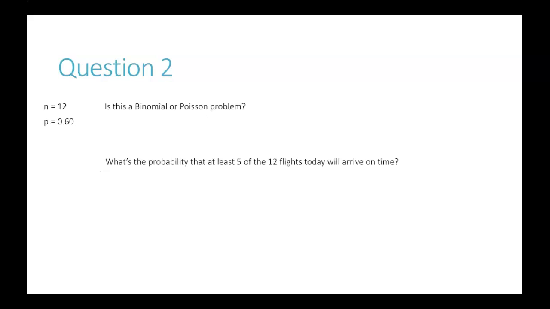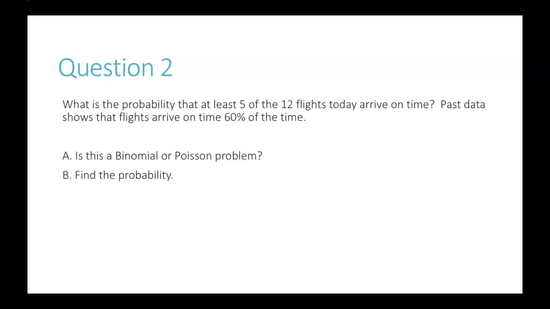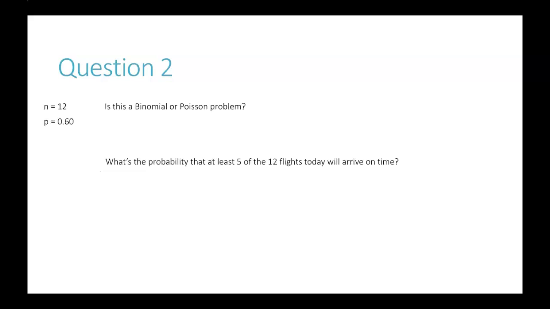So we first look at the information that we're given. We were given an n of 12, right? N is your sample size. That's the number of flights. So there were 12 flights, so 12 is our n. P was 0.6 because we were told that flights arrive on time 60% of the time. So we have an n and we have a p.